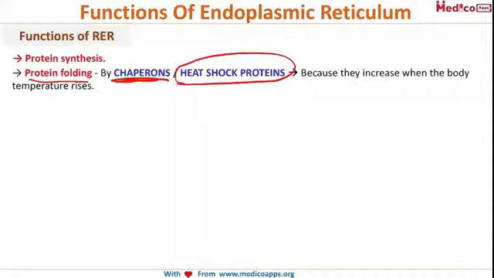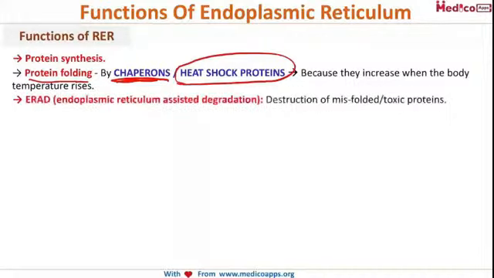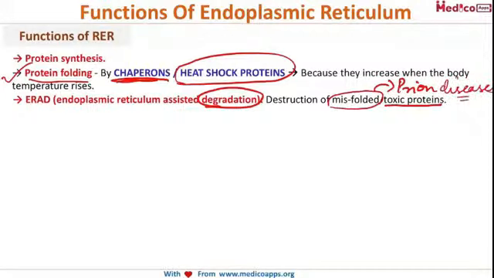Okay. Now, another important function of the rough endoplasmic reticulum is ERAD, that is endoplasmic reticulum assisted degradation. We know that protein folding is carried out in the RER, right. However, if the protein folding does not occur properly, that is if the proteins get misfolded or there are some toxic proteins, in these two cases endoplasmic reticulum assisted degradation occurs. Okay. That is ERAD. The significance of this process is that when such misfolded proteins are not degraded, they lead to diseases called prion diseases, right. We are familiar with this word.